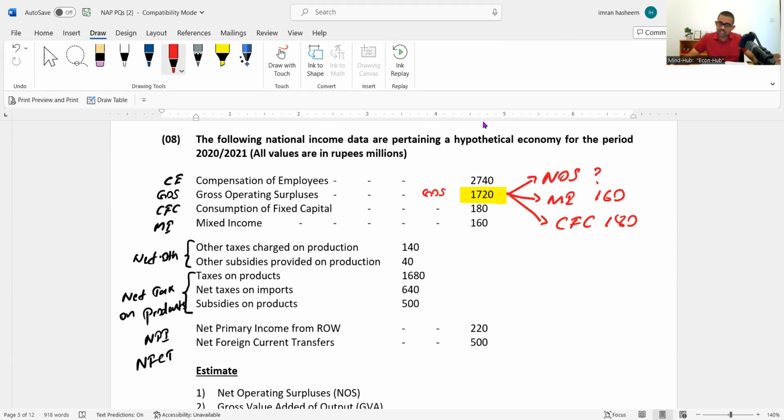Now, someone could have done it this way. Someone could have said, okay, net operating surplus, simple: NOS equals GOS minus CFC, because the difference between gross and net is depreciation. Gross minus depreciation, then gross becomes net. But conceptually, theoretically, we know, especially in the central bank disaggregation method, GOS includes not only NOS and CFC, GOS includes MI as well.